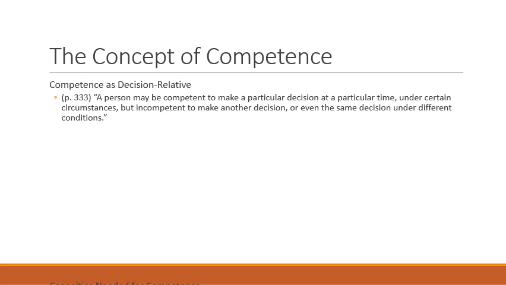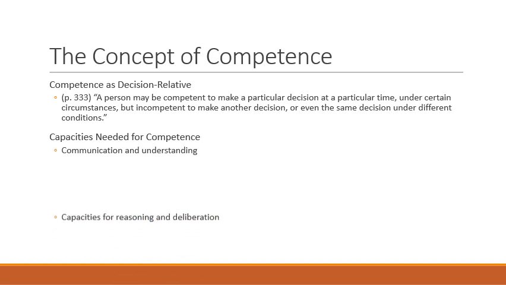And then at the end, you'll get an argument about why this conception is better than the standard view. All right, so a few notes that they make in terms of capacities needed for competence, and this would be true for any view of competence, but just to fill this in, they divide things into three groups. One of the things that you need is communication and understanding. The other thing that we would look for is the capacity to reason and deliberate. So being able to understand is one thing, but being able to draw inferences based on that information is another thing.